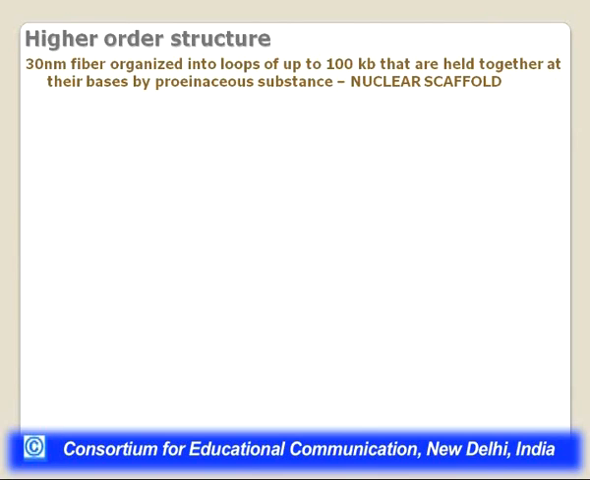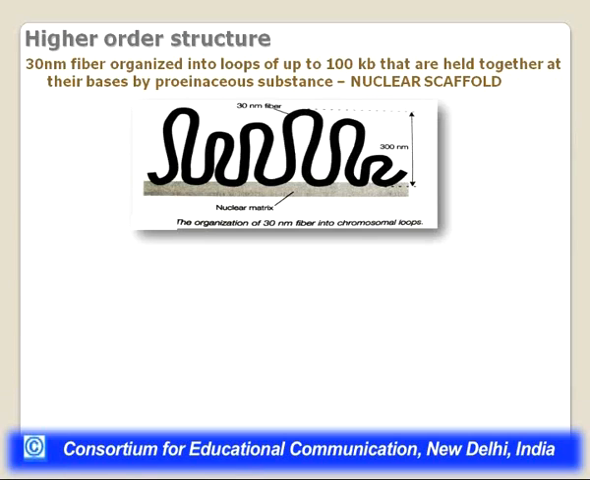The 30 nanometer fiber is organized into loops of up to 100 kbp that are held together at their bases by a proteinaceous substance, which is the nuclear scaffold. Now, the nuclear scaffold plays a very important role in giving higher order structure to the genome. The 30 nanometer fibers are thrown into loops, and these loops are held together by the protein of the nucleus, called the nuclear scaffold protein.